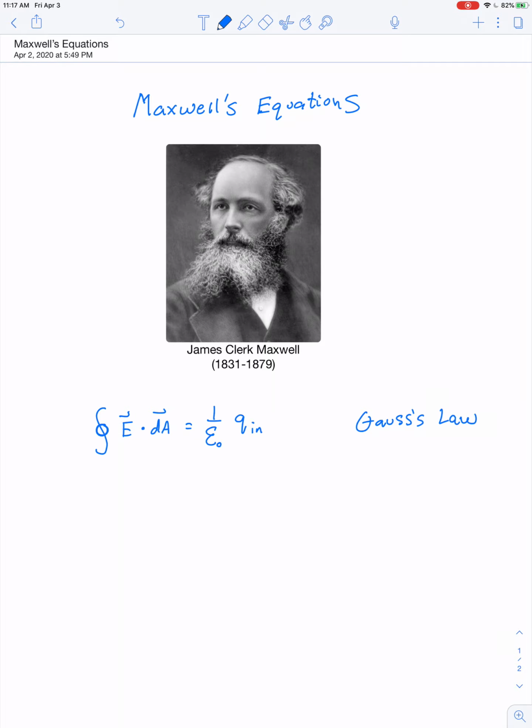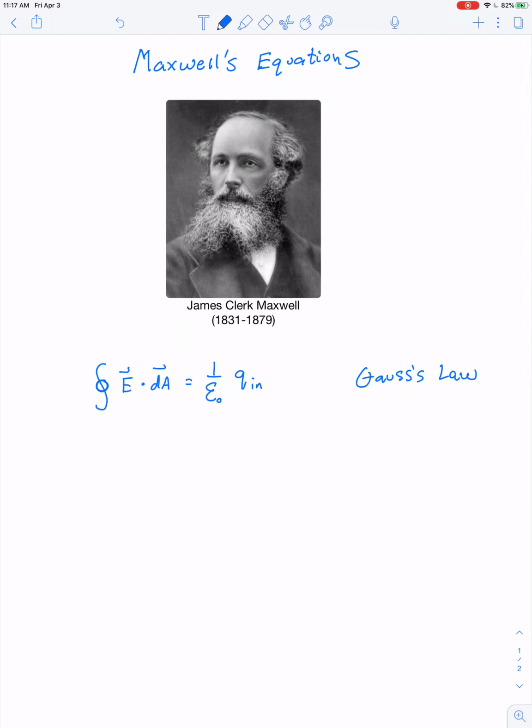So wait a minute, is it Gauss's law or is it Maxwell's equation? Well, hold on. Let me give you another equation. The integral of, not any integral, once again, a complete closed surface integral found by taking the dot product of magnetic field with surface area is equal to 0. This is a way of saying there are no magnetic monopoles.